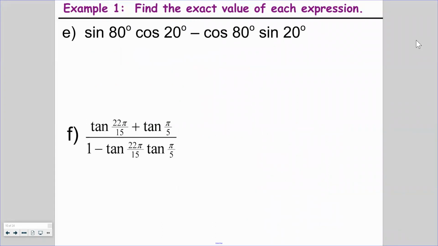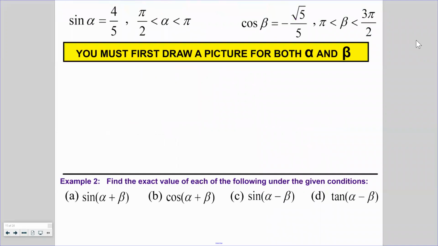On page 11 of your student note packet, we've got alpha and beta defined as the following. The sine of alpha is equal to 4 over 5, and we're told that alpha lies between pi over 2 and pi. And then beta here, the cosine of beta, we're told is negative root 5 over 5, and beta lies between pi and 3 pi over 2. So let's draw the diagrams and label them before we do anything else.